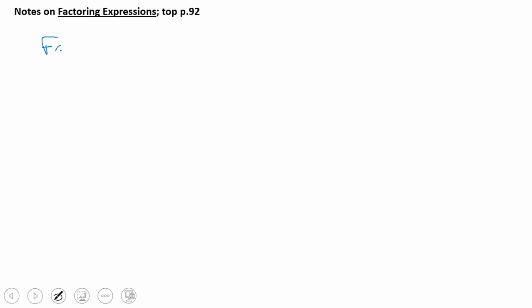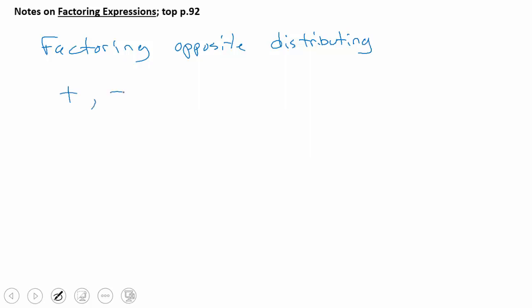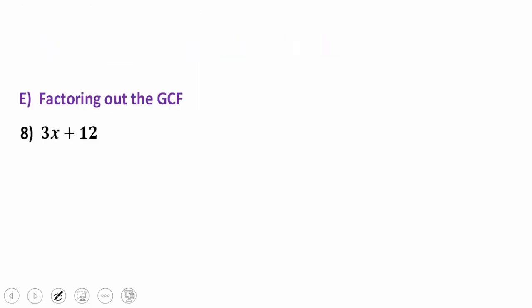So factoring is the opposite of distributing. When you think about it, addition and subtraction are opposite or inverse. Multiplication and division are opposite, they're inverse. And factoring and distributing, they're opposite, they're inverse. But there's a bunch of ways you can factor, and we'll talk about that as we go on. So let's do it. Think about doing the opposite of distributing.